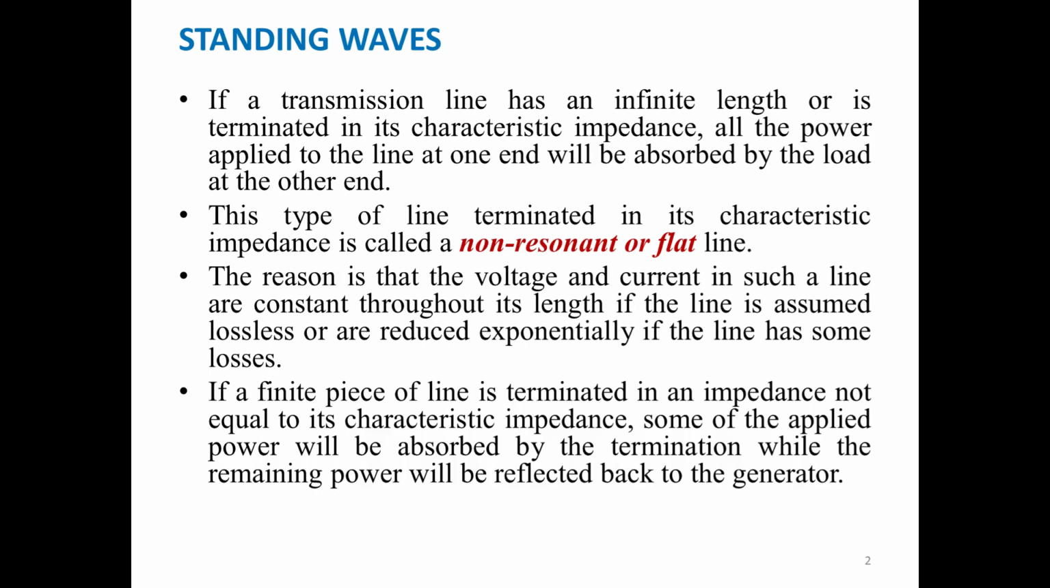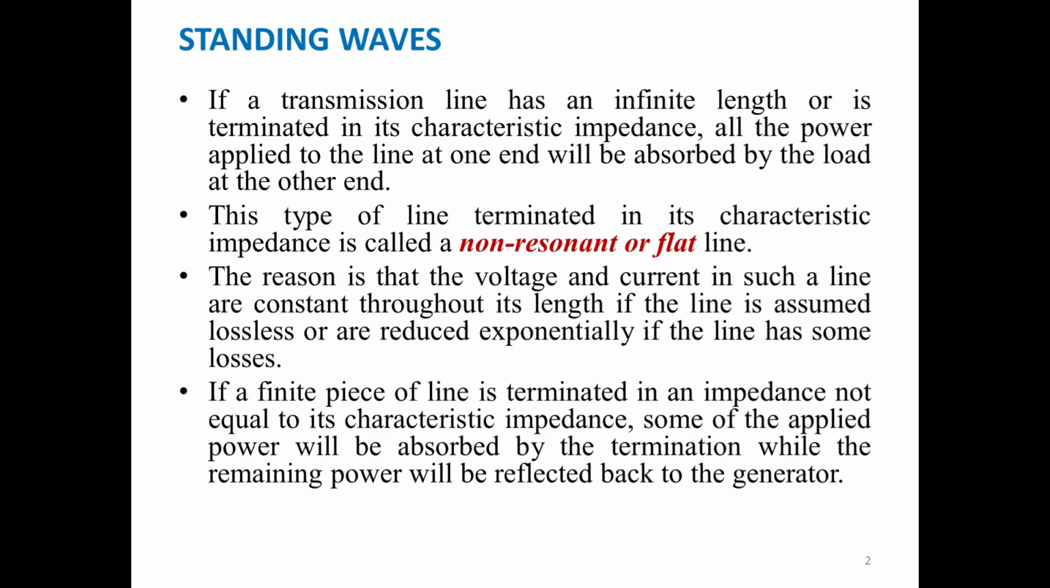If a transmission line has an infinite length or is terminated in its characteristic impedance, all the power applied to the line at one end will be absorbed by the load at the other end. This type of line terminated in its characteristic impedance is called a non-resonant or flat line. The reason is that the voltage and current in such a line are constant throughout its length if the line is assumed lossless, or are reduced exponentially if the line has some losses.